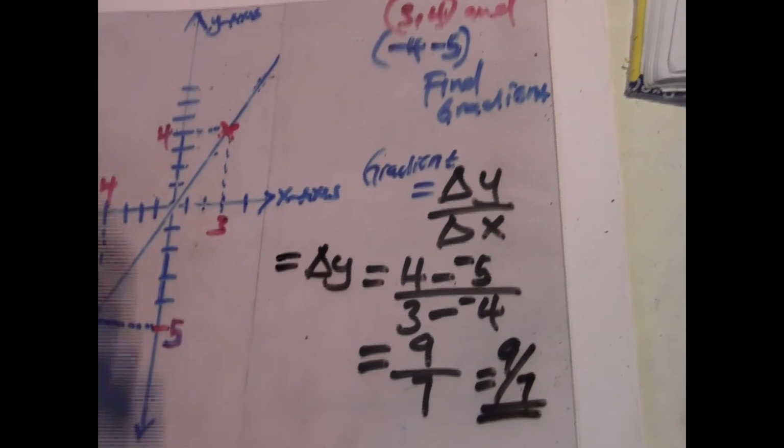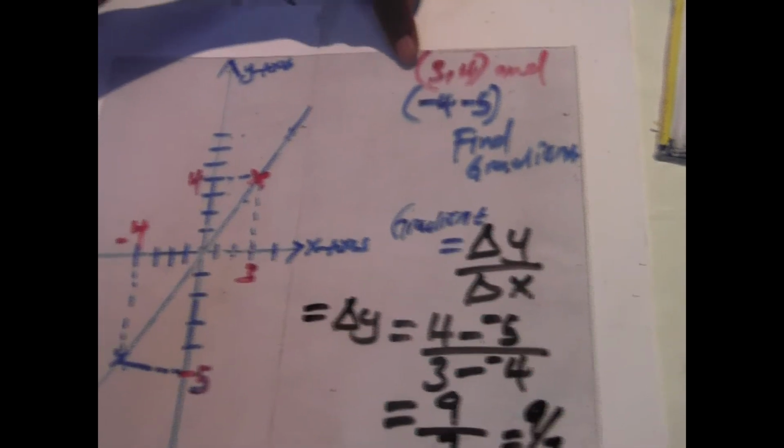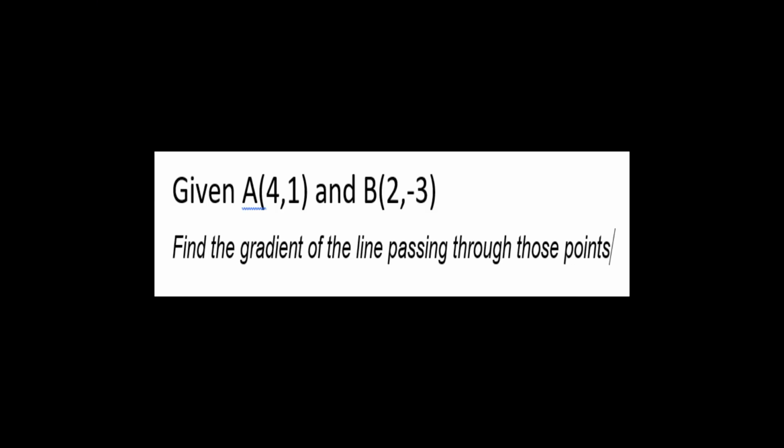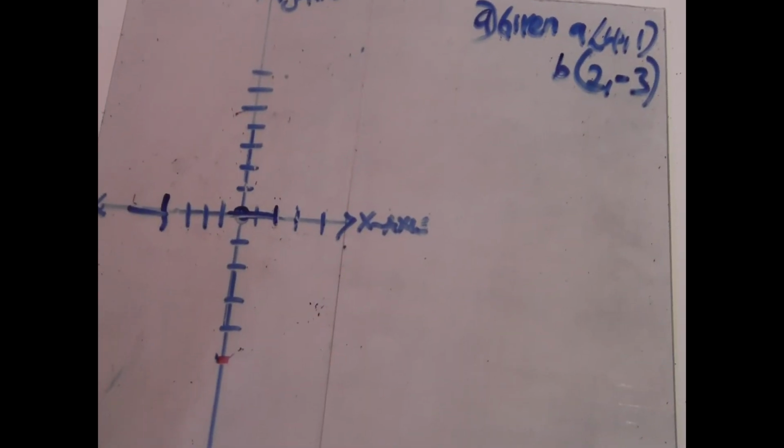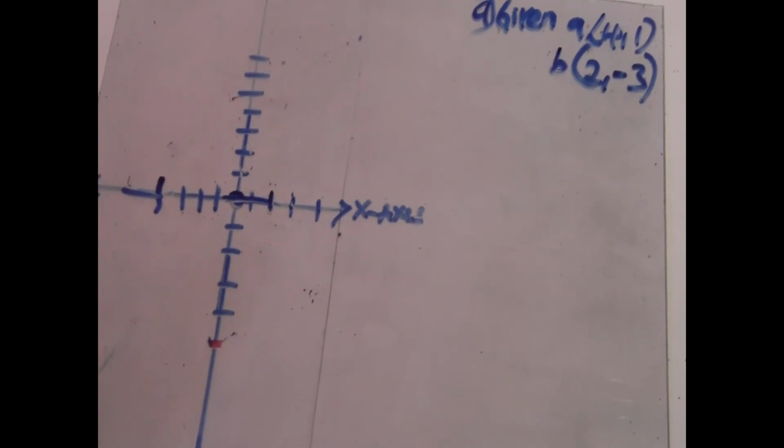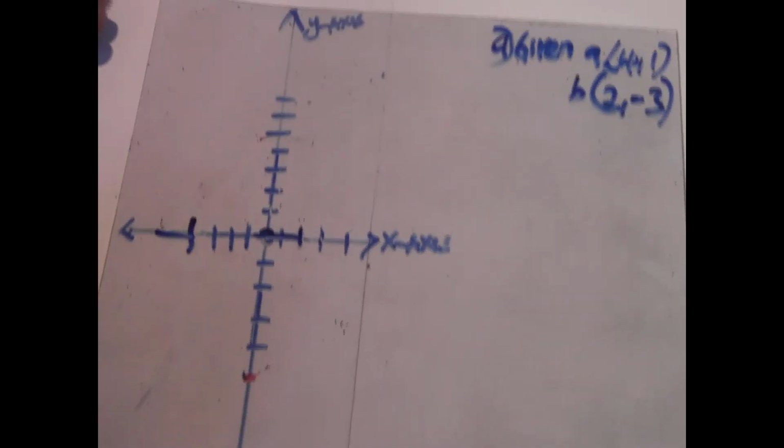You can pause the video, and then check the procedure you've done. I'm going to use another, last example of change in y over change in x to find the gradient of a line. Our last example is given that A is equal to 4, 1, and the coordinates of B are 2, negative 3. You can calculate this without plotting, but I want to plot it for you so that it will be easier when you're told to plot the points.